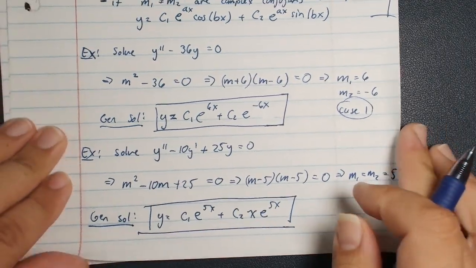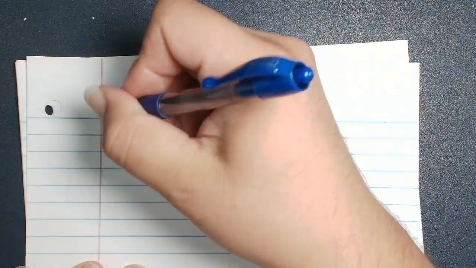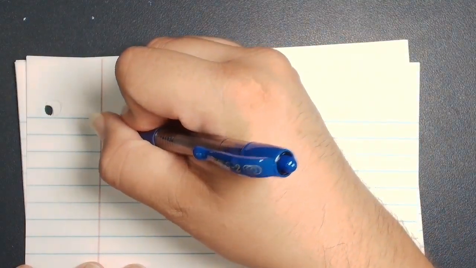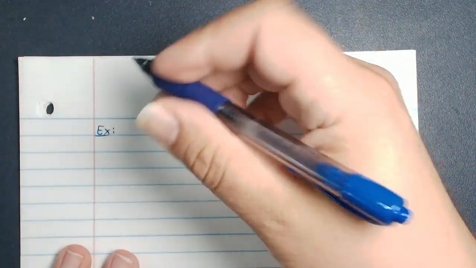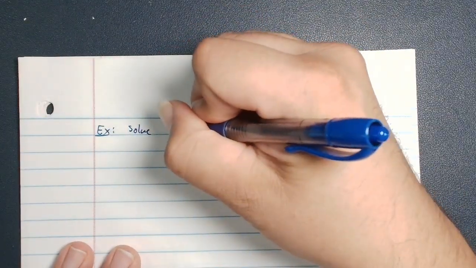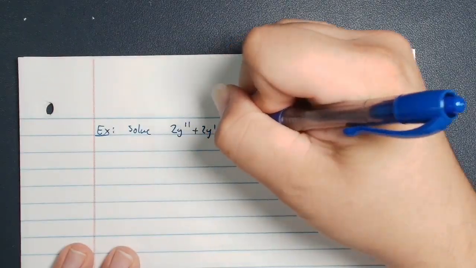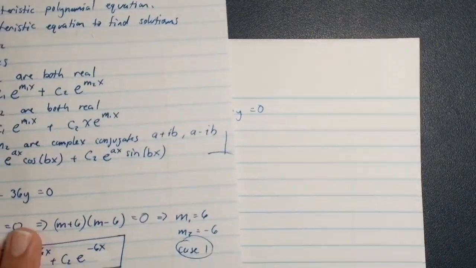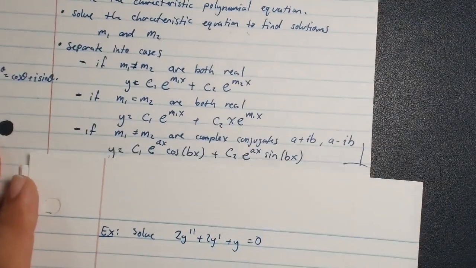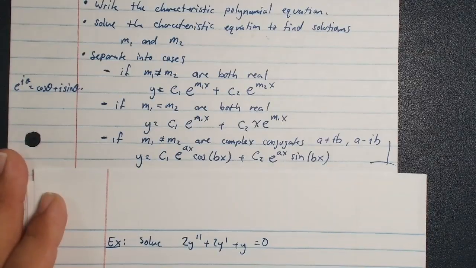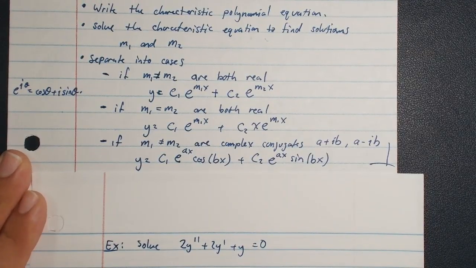Okay. And let's do one more here. Well, one more second order one. We'll see something bigger in a moment. But let's do one more that is second order. So we're going to go ahead and solve 2y double prime plus 2y prime plus y equals 0. And again, if you want to give that a try, go ahead and pause the video. Once you're done, go ahead and unpause the video and we'll go through it together.